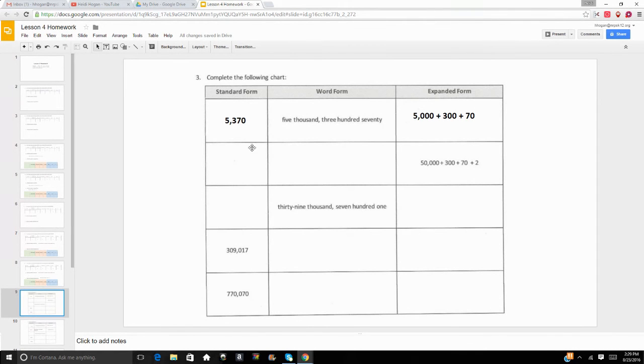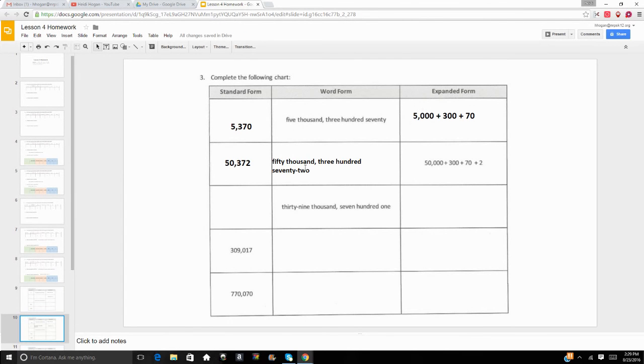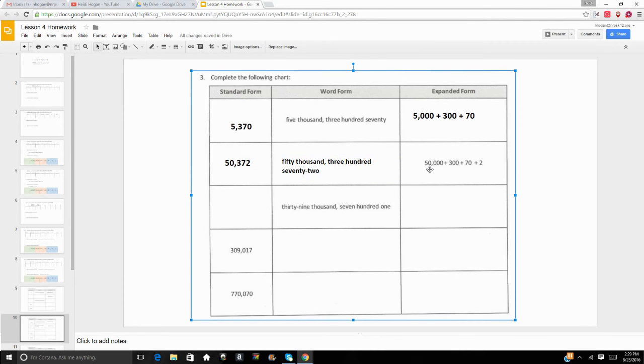So they give us the word form, 5,370. We know we have a comma there. So 5,000 and then a comma, 370. 5,370. Good job. Now we move on to the next one. We move this over a little bit. And we have 50,000 plus 372. So 50,372. The commas do help, don't they?